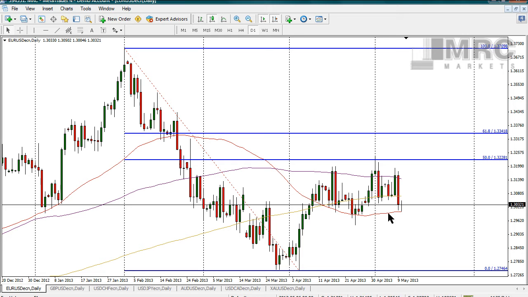You can see it's chopping in between. It's reacting really nicely off this 50 day moving average, and it's getting a bit stuck in between the 100 and 200 as well. So it needs to make a daily candle close below that 50 day moving average, in my opinion, to rotate down towards the 0% line, which is at 1.2746, and that would complete the move, in my opinion.